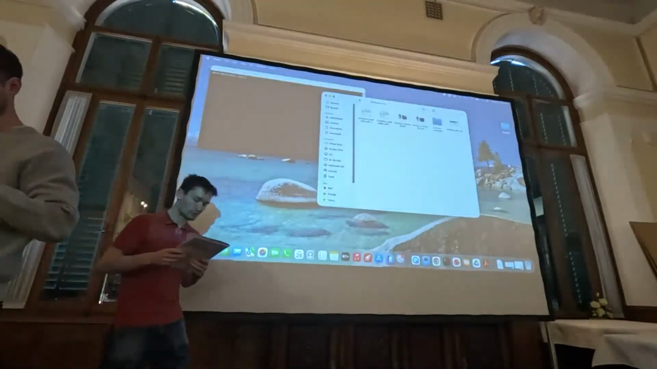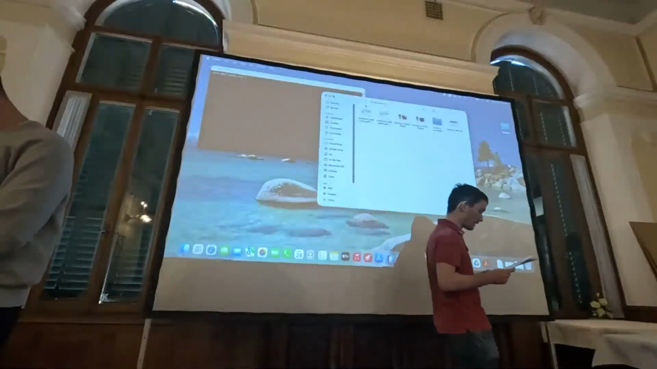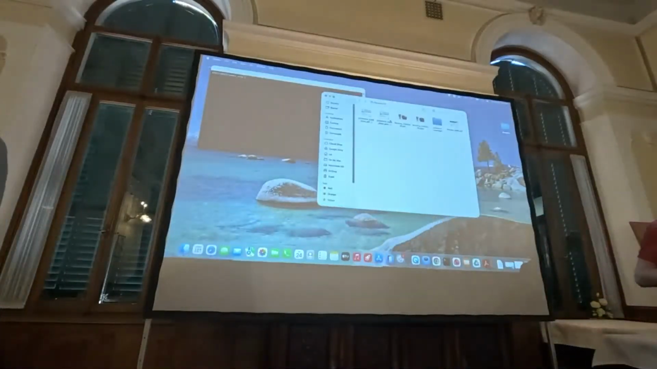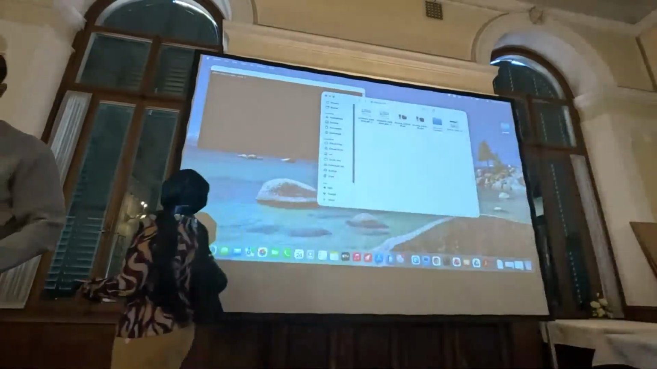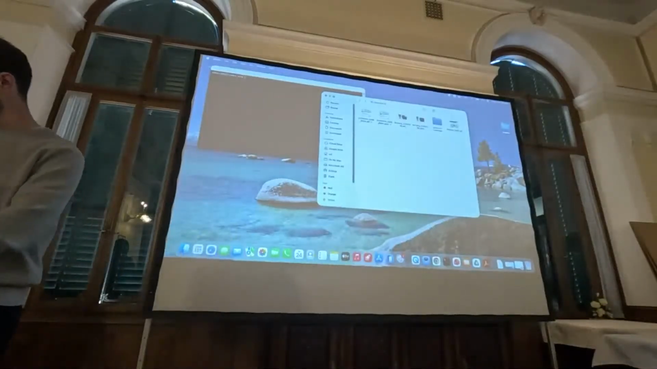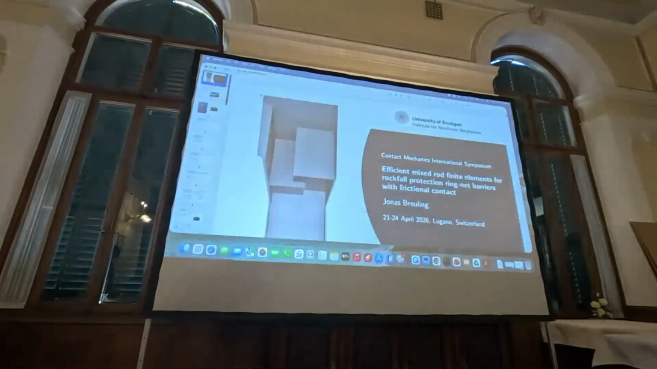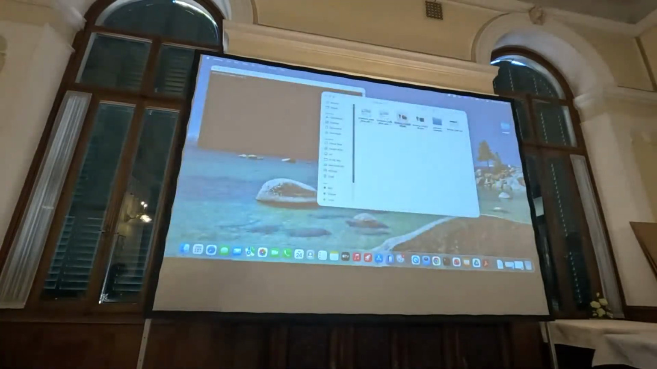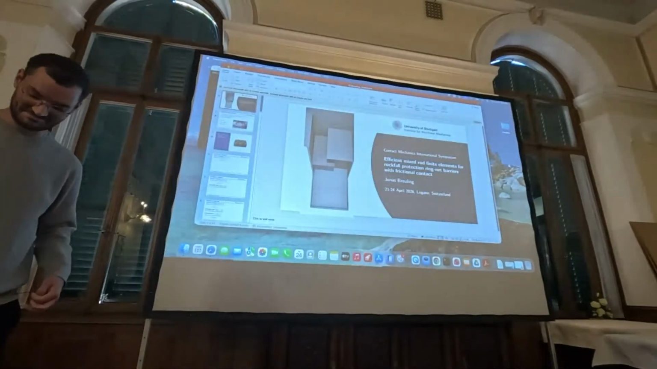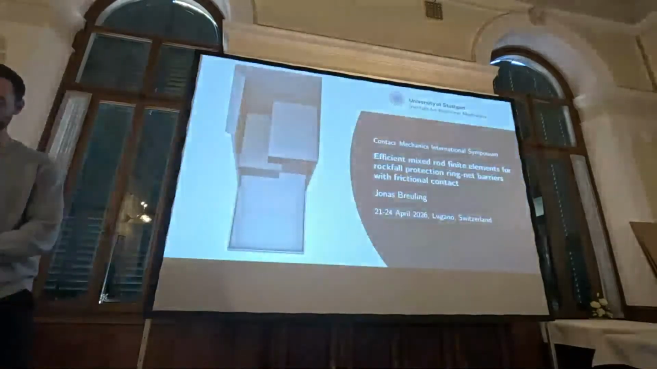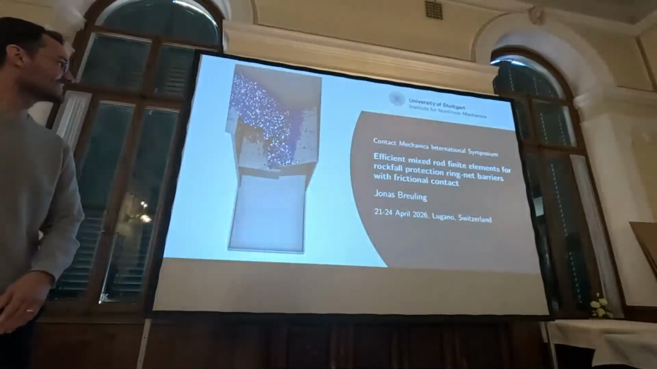Jonas is about to tell us about one element for rockfall protection, a net that protects the road from rockfall from cliffs. Jonas is coming from the University of Stuttgart and is an expert in high order non-smooth numerical schemes.